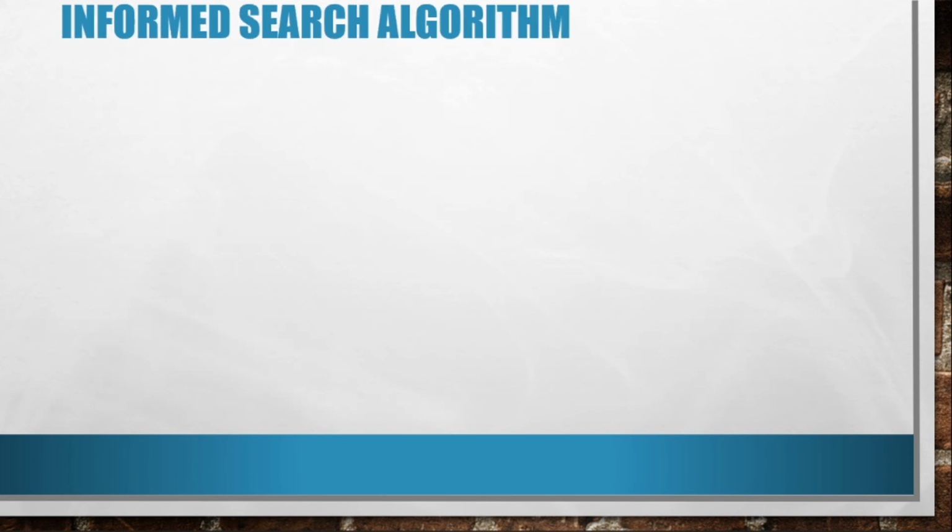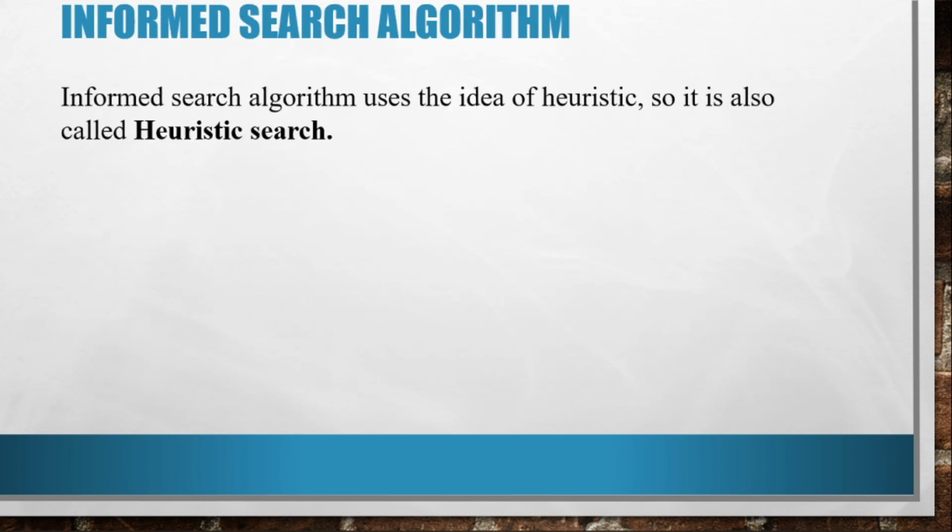Now let's move on to look at the informed search algorithm. The informed search algorithm is the opposite of the uninformed search algorithm. With the informed search algorithm, it uses the idea of heuristic, so it is also called a heuristic search. So over here they have an idea about the goal.